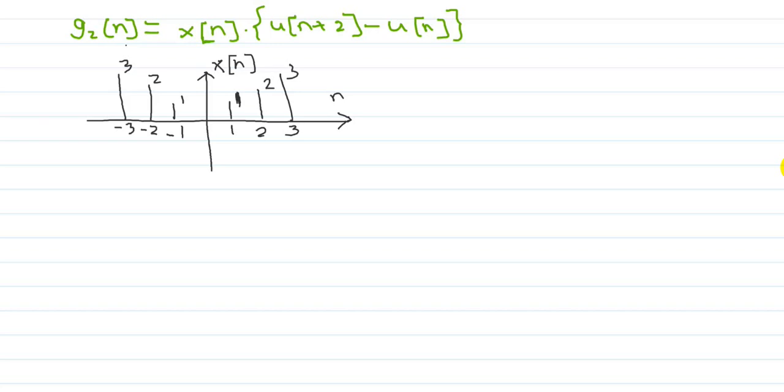Okay, dear students, now let's continue with question one. In the second part of question one, we need to draw the signal g2 of n. Again, we need to multiply the signal x of n, which we already plotted in the previous question, with u of n plus 2 minus u of n. So first of all, we need to plot this signal and see how it looks, then we are going to multiply it with x of n here.